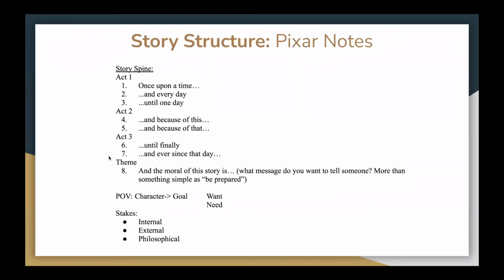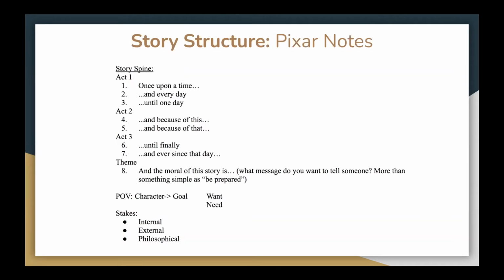So these are some notes that I took when Pixar had their little event last semester. This is essentially not necessarily a formula, but this is what they use to narrow down their story so that they can build on top of it. So this is essentially like the skeleton, in a sense. So you've got your 3 acts. Act 1: once upon a time, so-and-so. And then every day they did this. And then until one day, this happens.